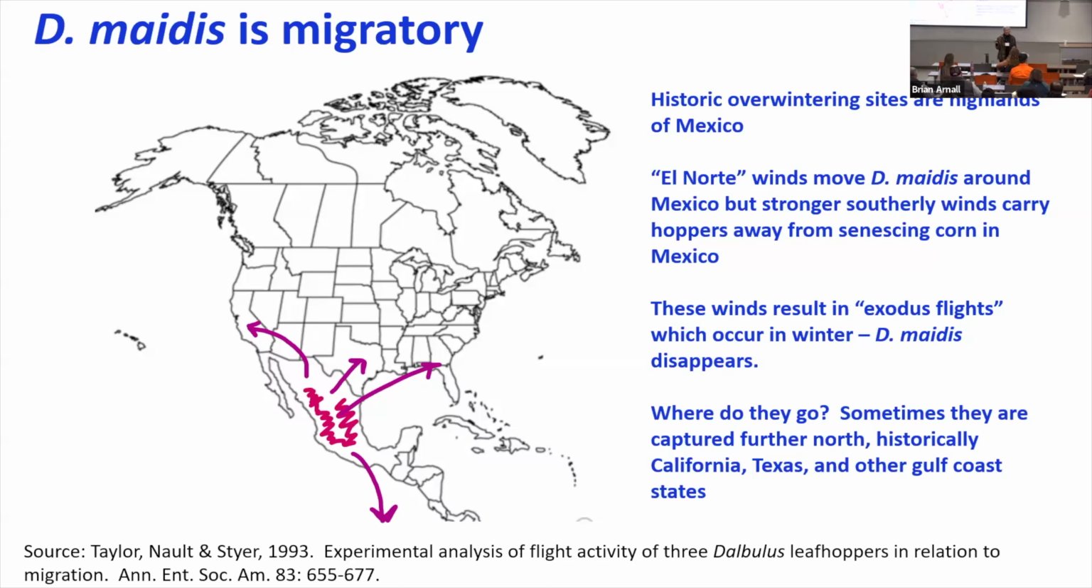And those are the ones that we are concerned about in the state of Oklahoma here. Where do they go? Sometimes they're captured further north or south, historically in California, Texas, and other Gulf Coast states. Okay, that really wasn't us until recently.